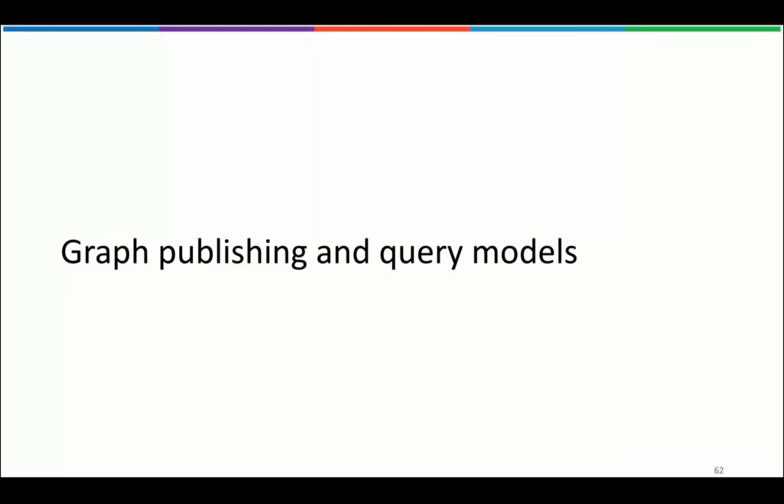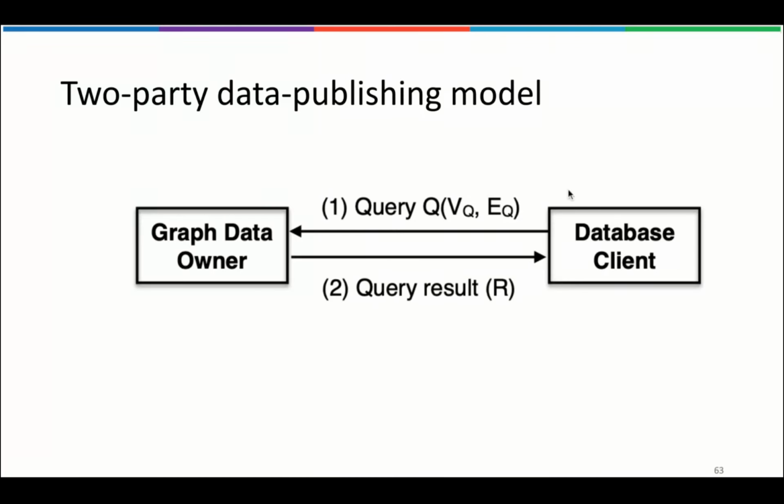Neo4j database is there, and there are TigerGraph databases. There are several graph databases. In these graph databases, there are two types of graph data publishing and query models, right? One is the two-party data publishing model. You have a graph data owner who owns a graph database, and the database client connects to it and gets query results, right?